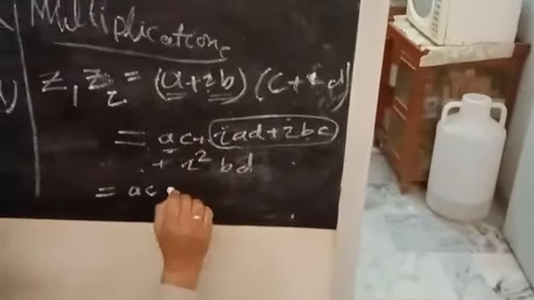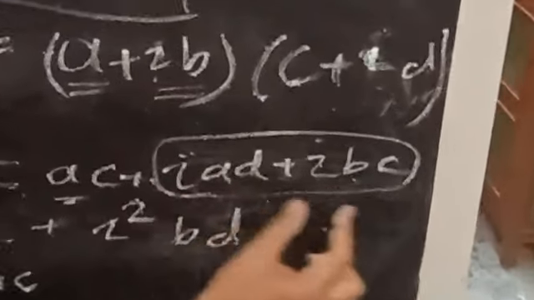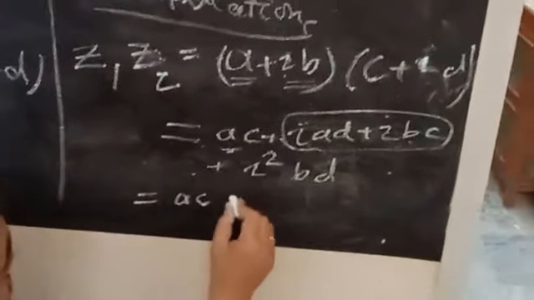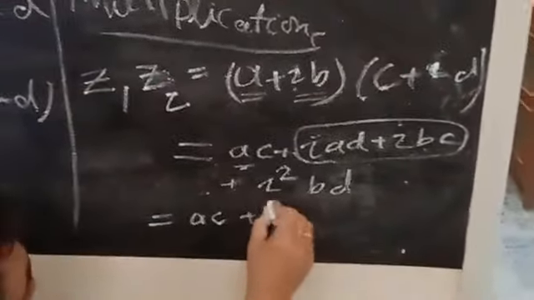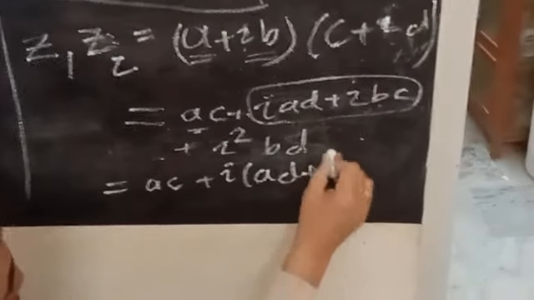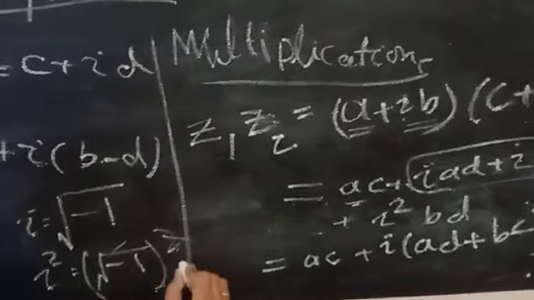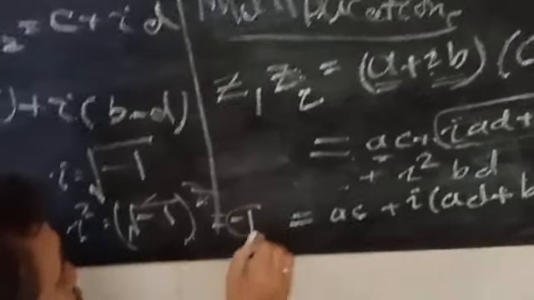Now we will separate it into real and imaginary parts. This is iota, this number is also an imaginary part, and this is also imaginary. We can take iota as common and write AD plus BC plus iota square. Now what is iota square? Iota is equal to the square root of -1, so iota square will become the square root of -1 whole squared. The square cancels with the root and we get -1. So iota square is equal to -1.